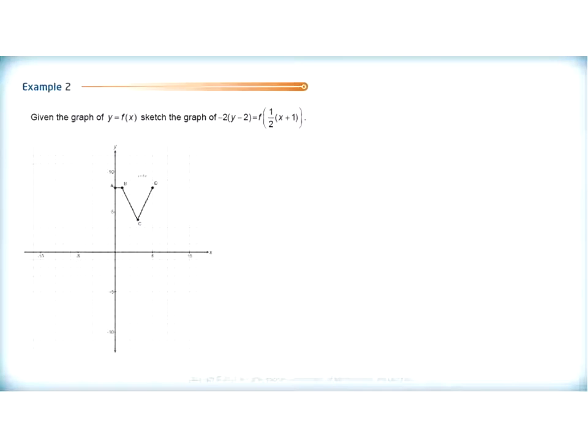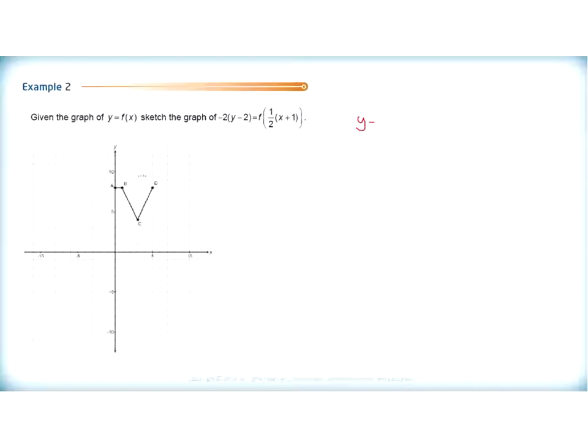So let's look at another example. Given the graph, let's sketch this function. Well, here's the graph of f of x, and here's our new function. Again, we definitely want to create a mapping rule for this function. So what I will do is rewrite the function in functional form, again because some students prefer to see it in that form.